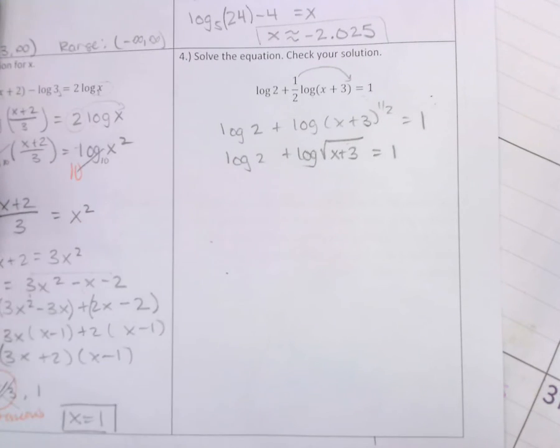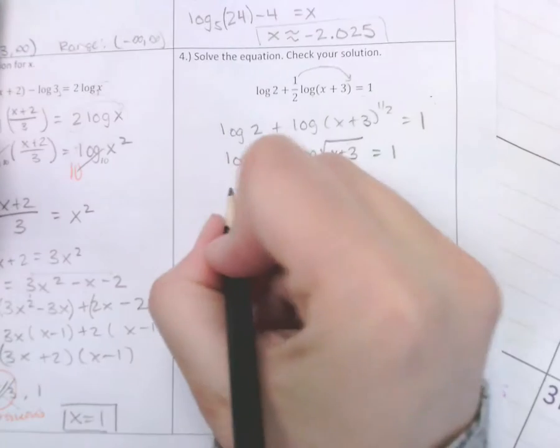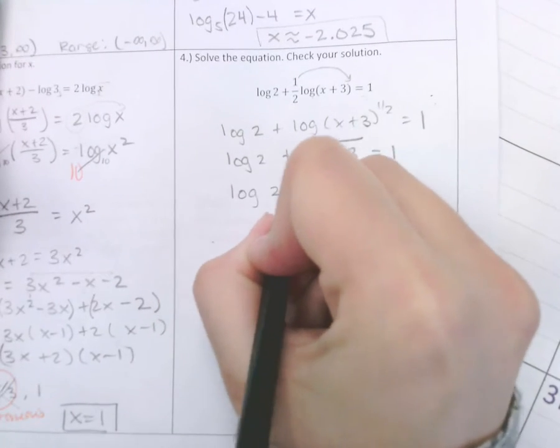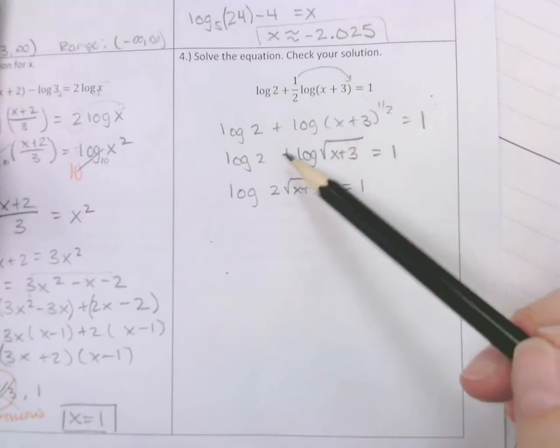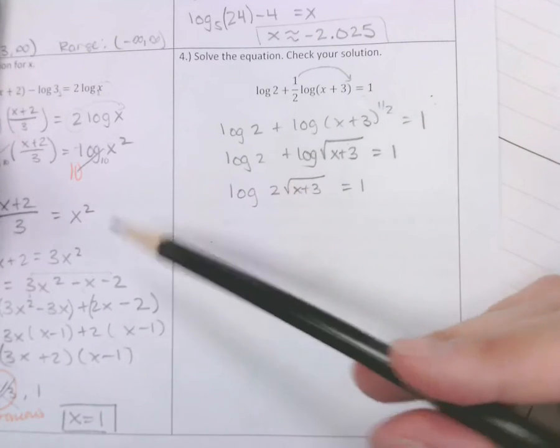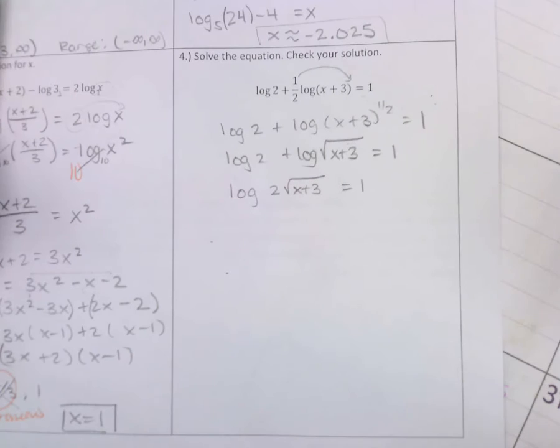And now I'll take those two logs and put them together. So log of 2 times the square root of x plus 3. We're multiplying because it says plus. In the last one we were dividing because it says minus.